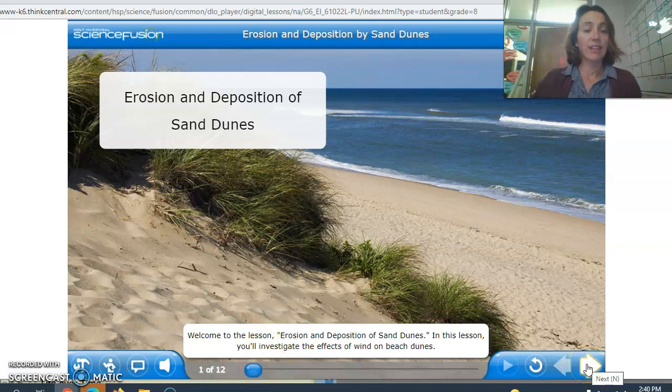You'll investigate the effects of wind on beach dunes. So beach dunes are those sand dunes that protect maybe houses and stuff from the ocean. And they usually have signs that say don't walk on the dunes, and there's good reason for that. All right, so erosion and deposition of sand dunes.